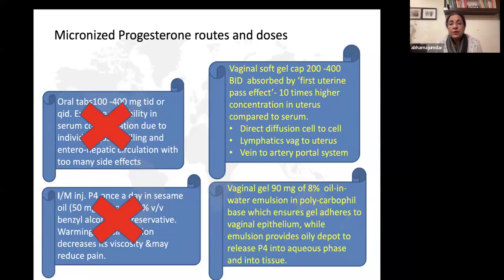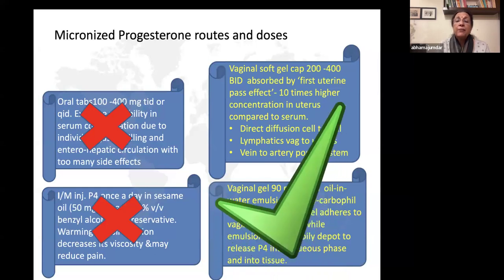vaginal soft gel capsules, and there is a vaginal gel also, which is 90 milligram, 8% oil in water emulsion in polycarbophil base, which ensures that the gel adheres to the vaginal epithelium, while the emulsion provides an oily depot to release progesterone into the aqueous phase and into the tissue. So once it gets stuck to the vaginal wall, then the progesterone is released into the aqueous phase and then into the tissue.